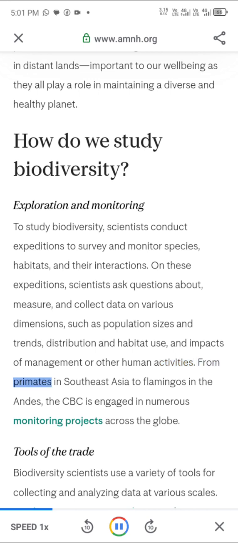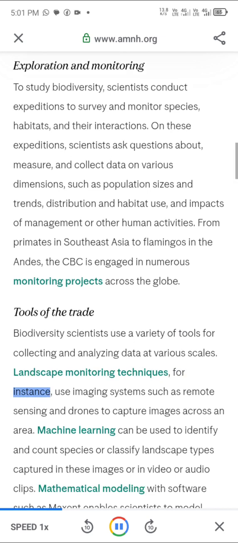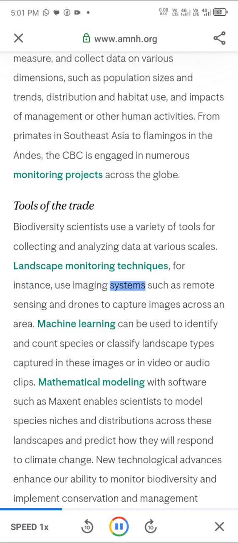From primates in Southeast Asia to flamingos in the Andes, the CBC is engaged in numerous monitoring projects across the globe. Tools of the trade. Biodiversity scientists use a variety of tools for collecting and analyzing data at various scales. Landscape monitoring techniques, for instance, use imaging systems such as remote sensing and drones to capture images across an area.